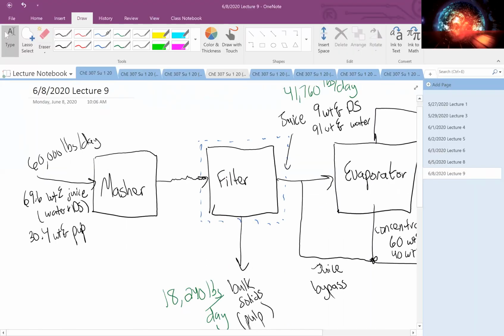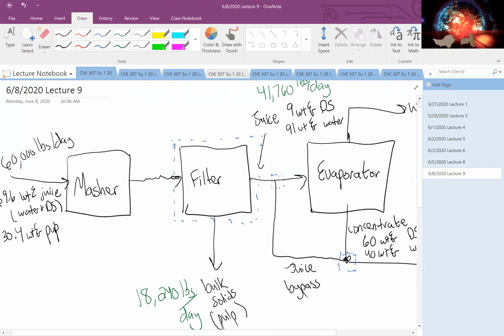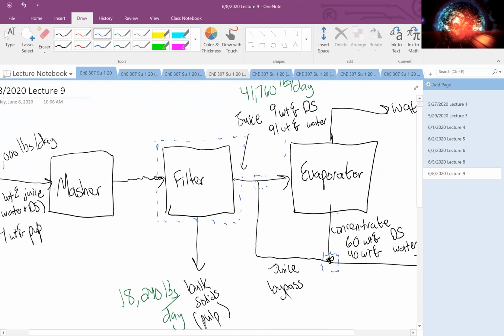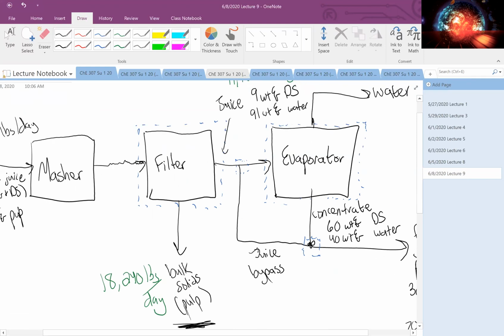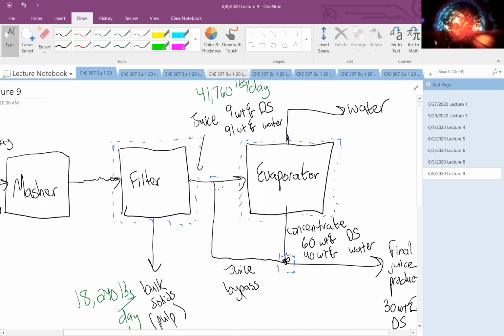So this is the part where it gets a little tricky, right? Because I can look at a balance at the split, where it recombines, as well as over the evaporator itself. So where do you think we should look next?